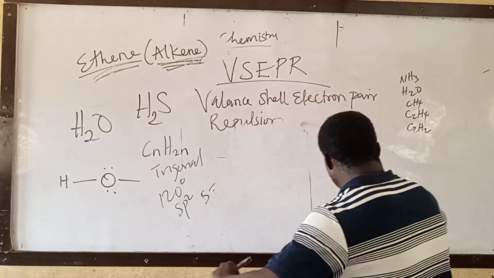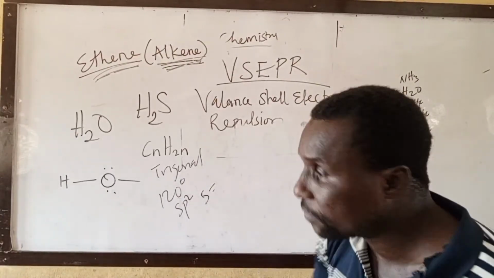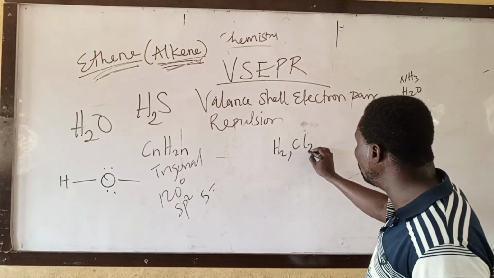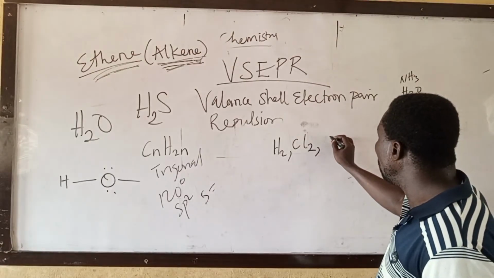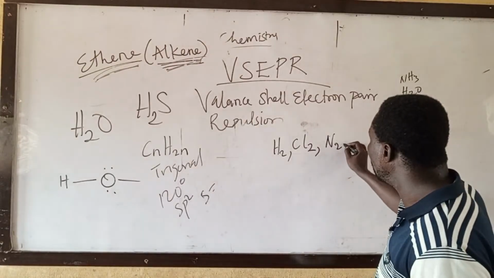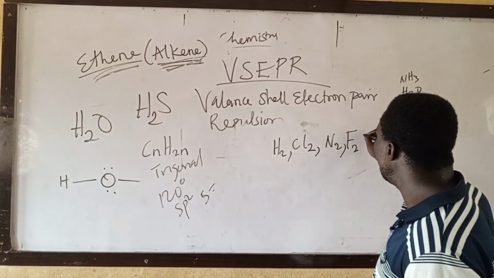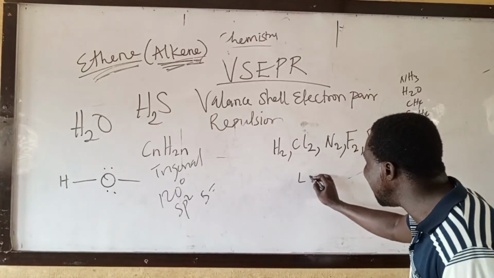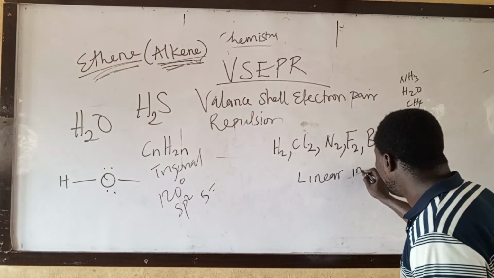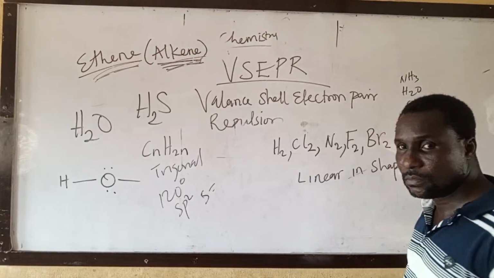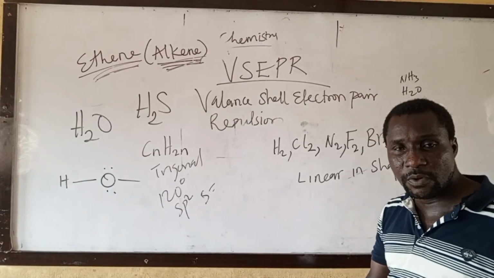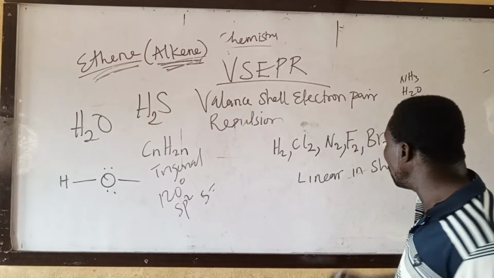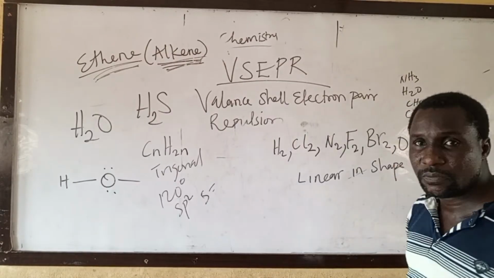Class, listen. Bonus. When you have H2, Cl2, N2, F2, Br2, all these ones are linear in shape. When you have these atoms forming molecules of gas, the same atom, they are linear in shape. Oxygen gas is also included. All these ones are linear.